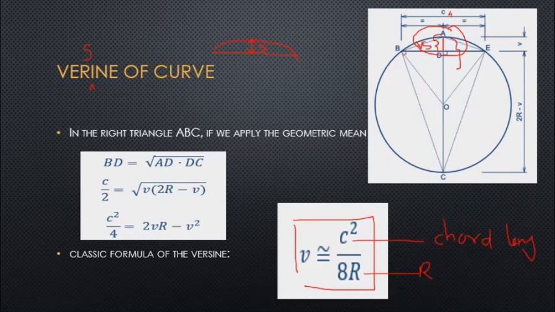So the versine can be measured using this equation, V equal to C square by 8R, where C is the chord length and R is the radius of the circle, or the radius of the curvature. We can easily calculate the versine distance from this empirical equation. This is an important measurement for the alignment of a horizontal curve. So you have to remember this equation.